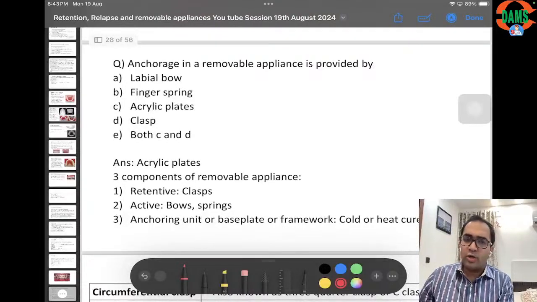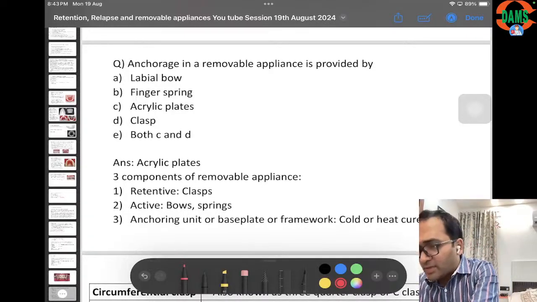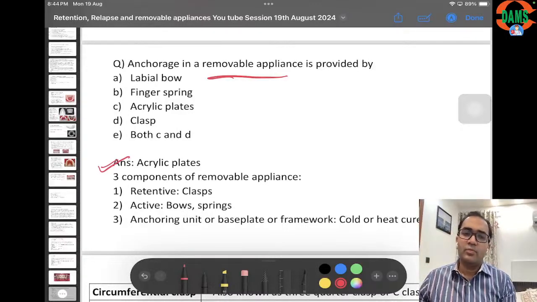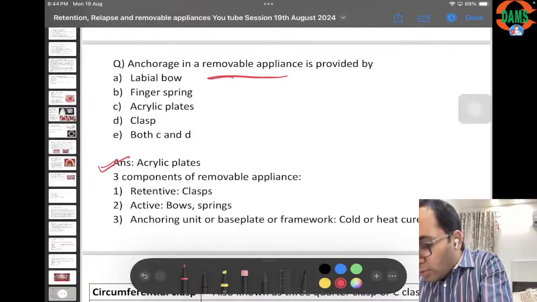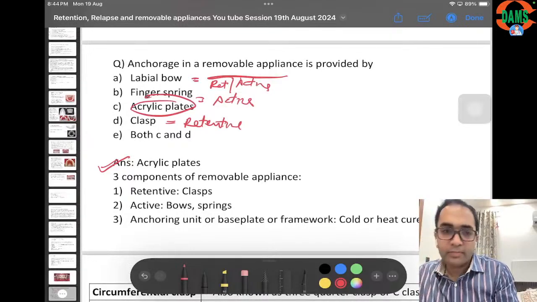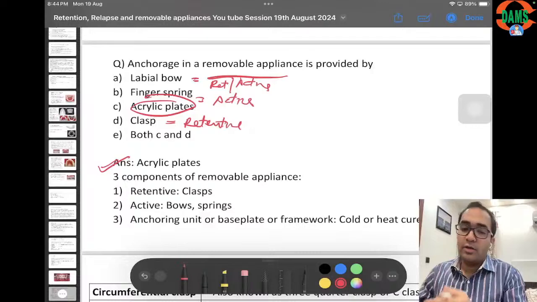A small question: anchorage in a removable appliance is provided by? The options are labial bow, finger spring, acrylic plates, clasp, or both C and D. Anchorage in a removable appliance is always provided by acrylic plates. Labial bow can be a retentive or active component. Finger spring is an active component. Clasp is a retentive component. Acrylic plate provides anchorage.